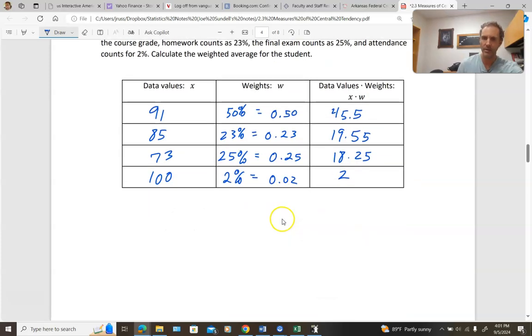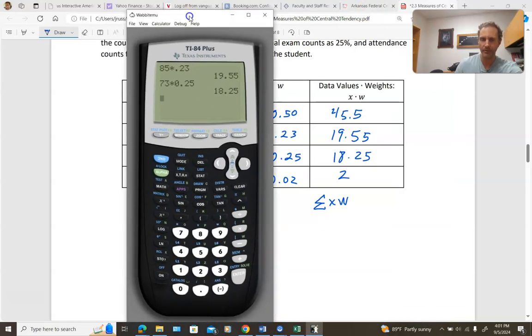Okay. Which means I need to add up this category, or this column rather, the sum of the products. So if I were to add all these up, do this in the calculator. Okay, so I've got the 18.25 already in there, so I'm going to say plus the 19.55 plus the 45.5 and plus the 2. If I do that, I get 85.3.